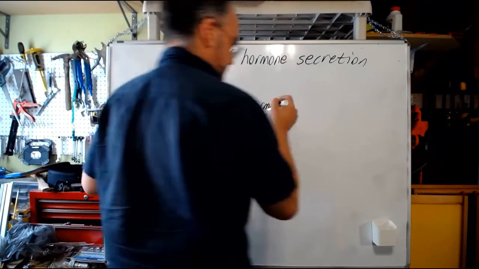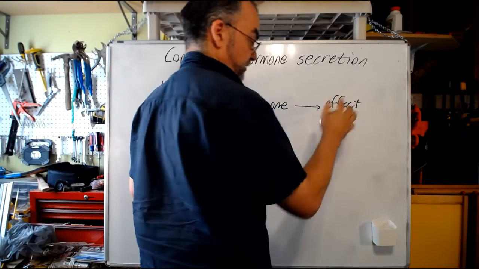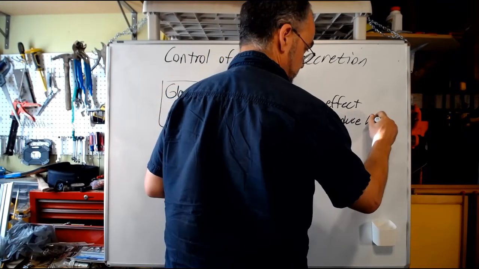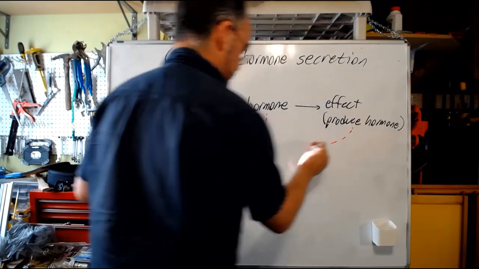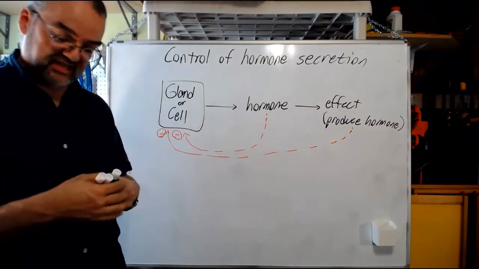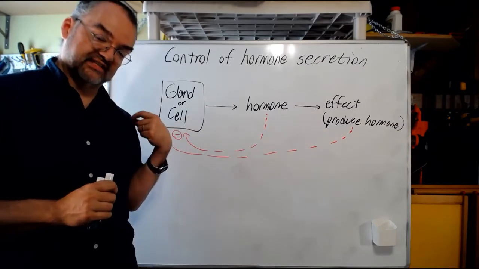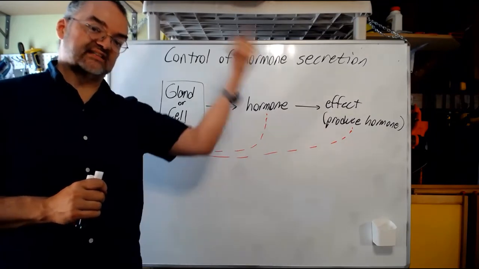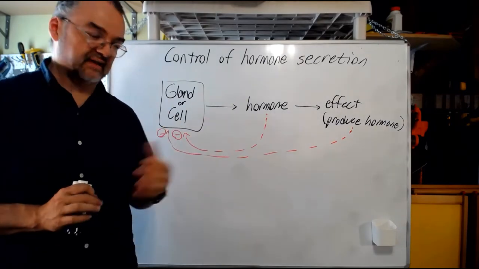Another possibility is that the hormone causes some sort of effect. For example, that might be to produce another hormone, in which case that second hormone might be the negative feedback mechanism. So you'll see this, for example, when we talk about the hypothalamus and pituitary. The hypothalamus makes a hormone that tells the pituitary to make a hormone, that tells another gland to make a hormone, which then tells the hypothalamus to stop making that first hormone. So we have this sort of multi-level feedback mechanism.